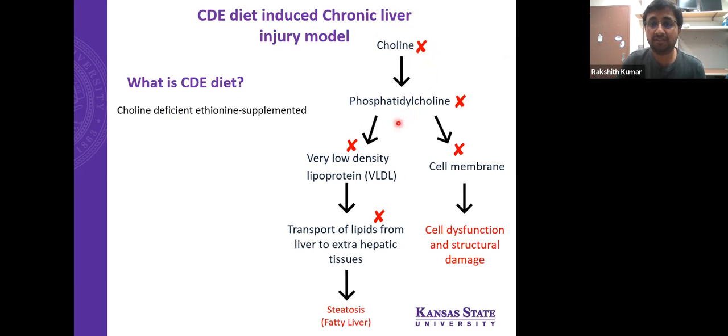And phosphatidylcholine is an important component in VLDL, meaning very low density lipoproteins, or any other lipoproteins. If the lipoproteins are not formed, they cannot transport the lipids from the liver to other tissues. If the lipids from the liver are not transported to other tissues, the lipid will be stored inside the liver itself to cause the steatosis. And also phosphatidylcholine is an important component in the formation of the cell membrane. In the absence of phosphatidylcholine, there will be cell dysfunction and structural damage to the cells.